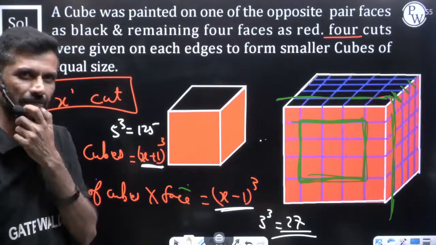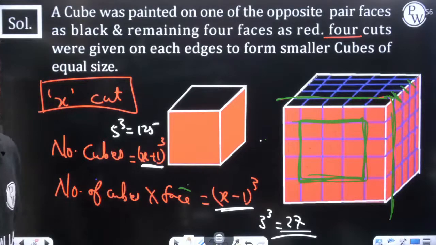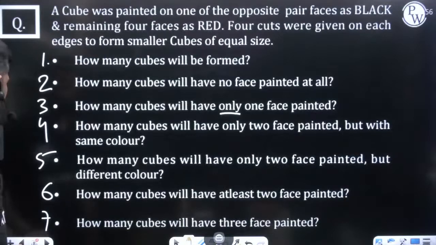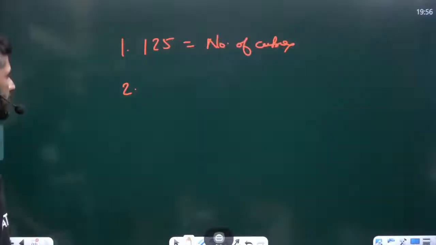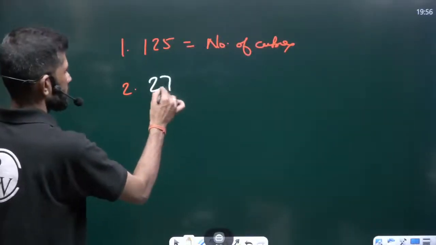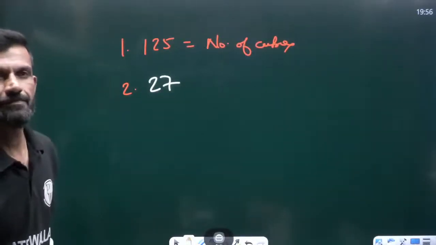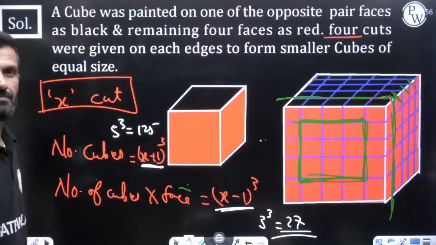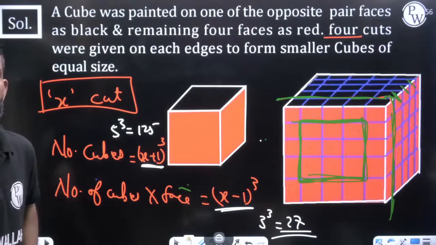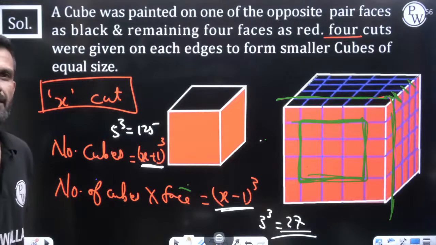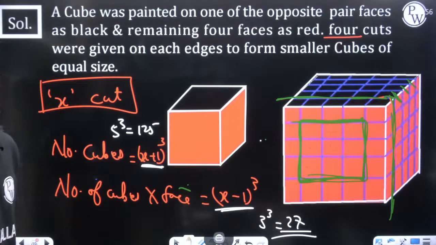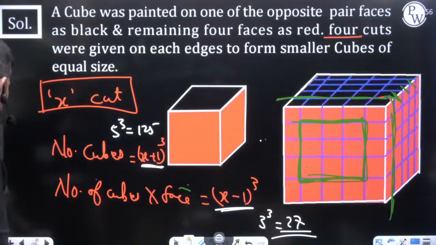Is it clear to all? Ishika, yes, 27. Milind, 27. Avik, 27. Ami, 27. Is it clear? For the second question, the answer is 27. Clear, everyone? Yes? Very good, very good.